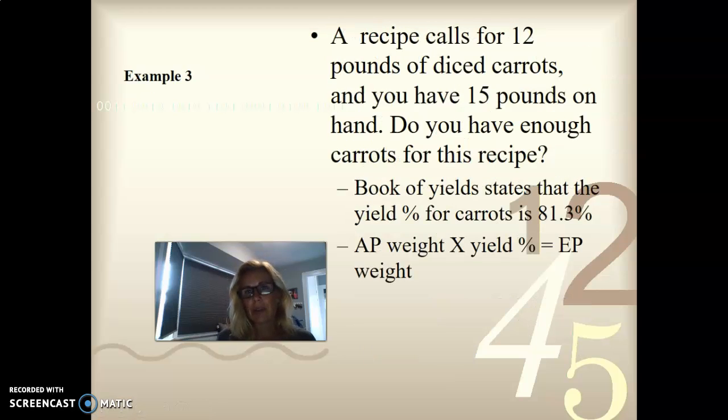Let's look at example 3. A recipe calls for 12 pounds of diced carrots, and you have 15 pounds on hand. Do you have enough carrots for this recipe?